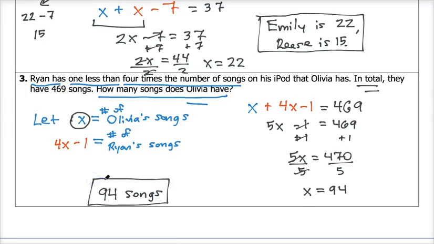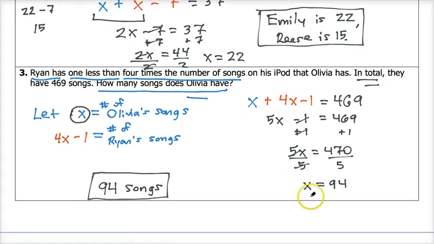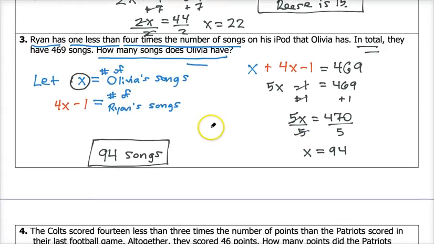There will be times when you solve the equation and get your x answer, and then, for instance, had I asked you how many songs Ryan had, you would have had to plug in 94 for x and take 4 times 94 minus 1. So again, make sure you're answering what the problem is asking. If I had asked for Ryan's songs, then I would have had to figure out what 4 times 94 minus 1 is. That's why it's important to make clear let statements so you know what that x actually stands for.